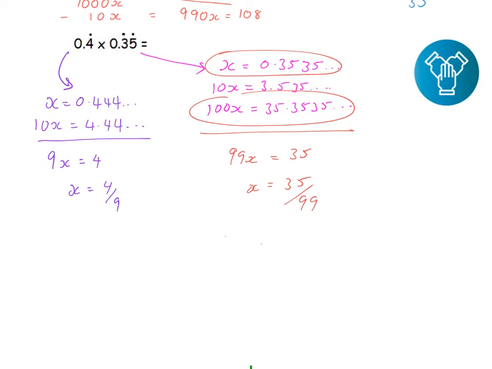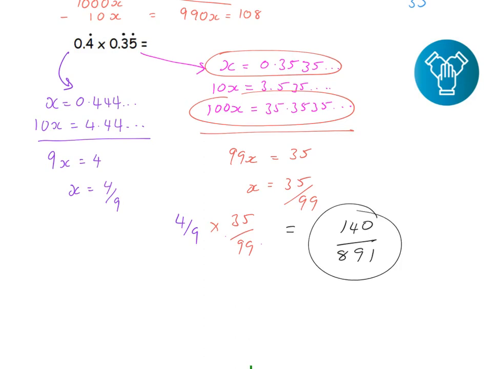And then I'm going to go back to the question. So I've got the 4 over 9 times by the 35 over 99. And then that will give me 140 over 891, and I can't cancel down. So you have to make sure that we're showing all the steps so we can prove that it does work.